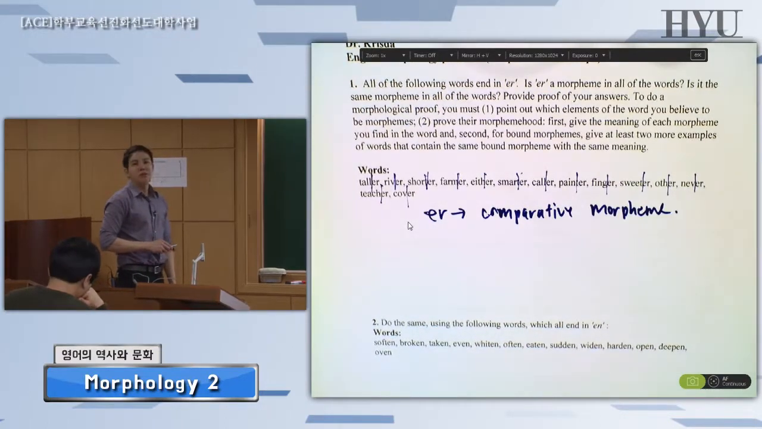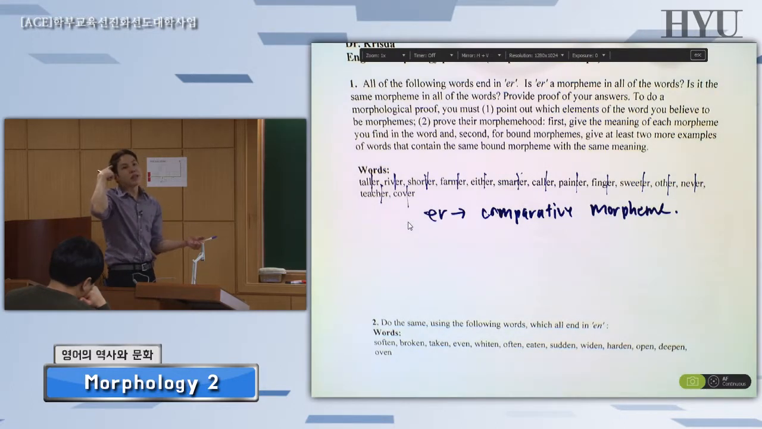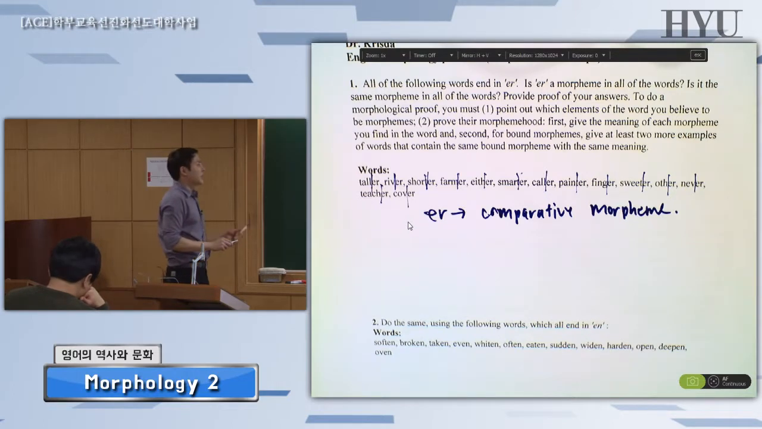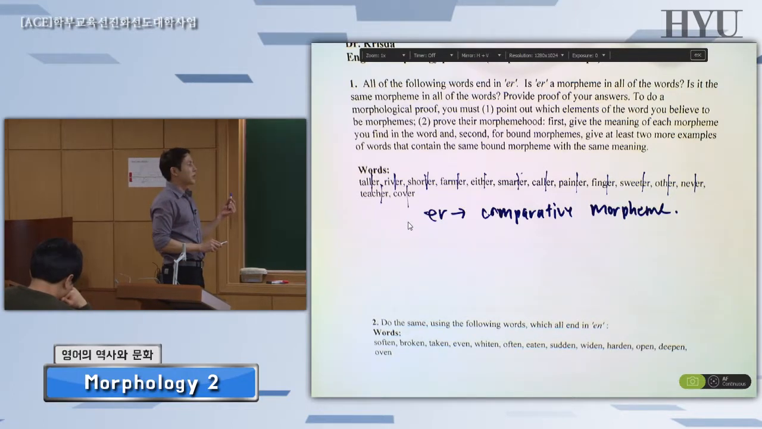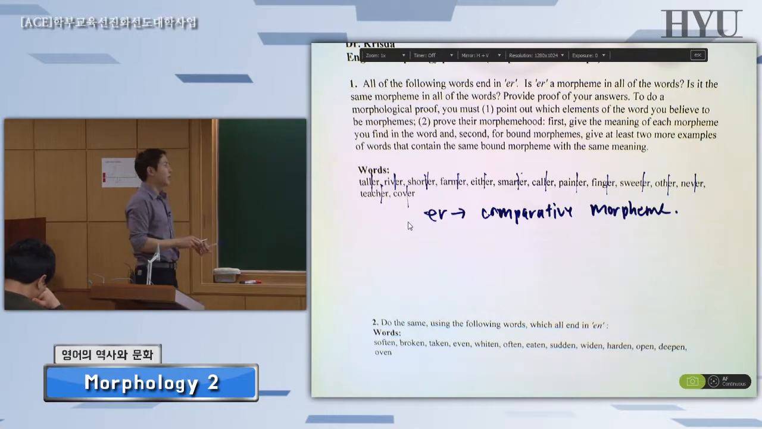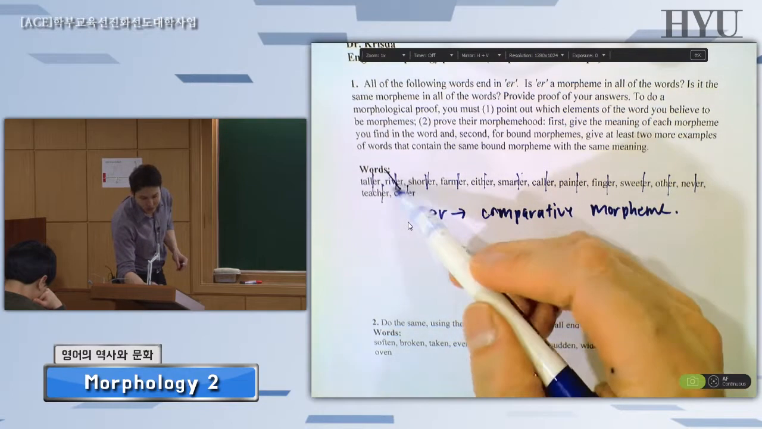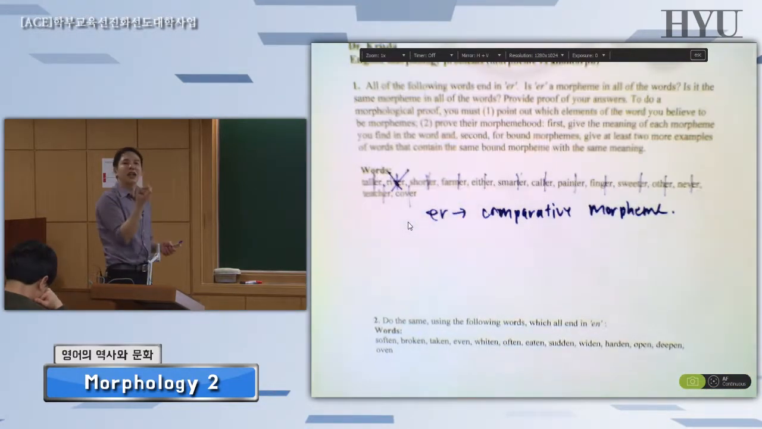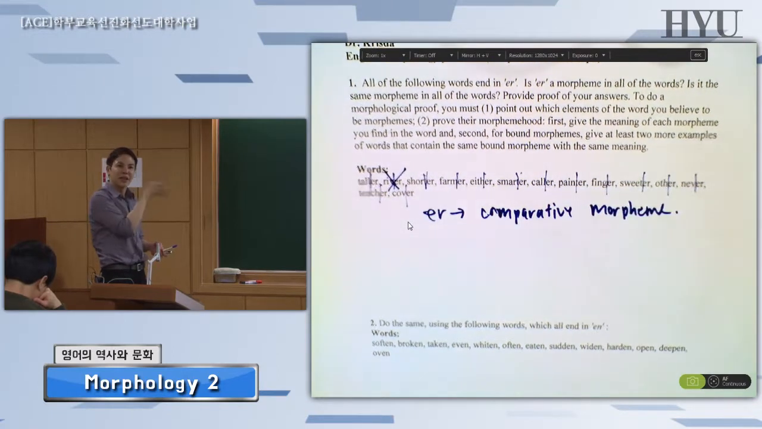Now the ER in river. What about river? Do you see a morpheme there? It must have a meaning. It's not a morpheme because there's no morpheme riv, and a river is a river. The meaning doesn't come from riv plus ER. So ER there is not a morpheme, because it is part of that word. You cannot dissect it.